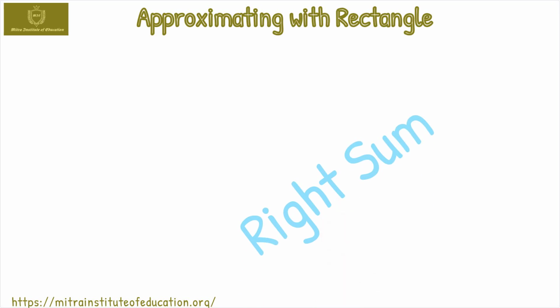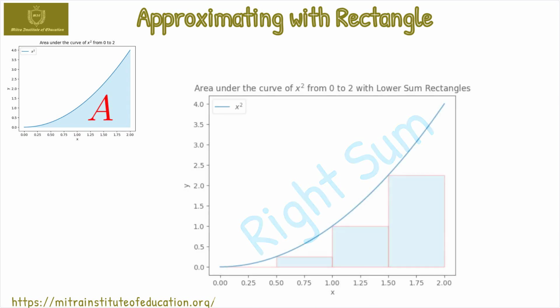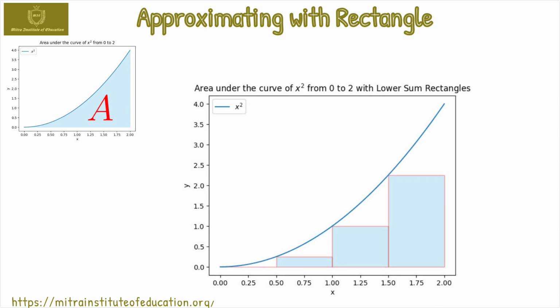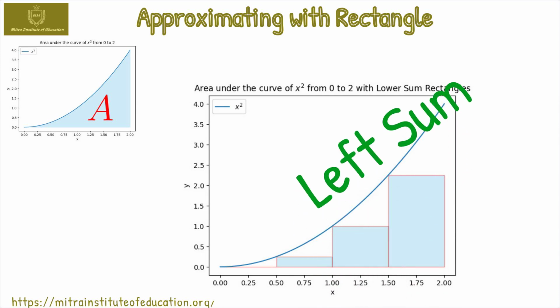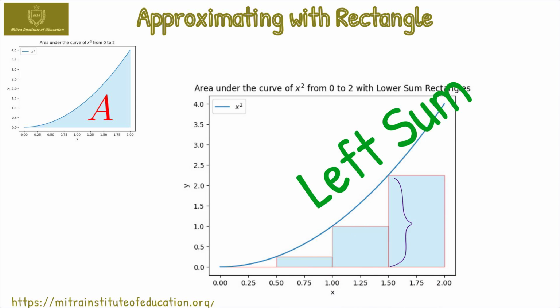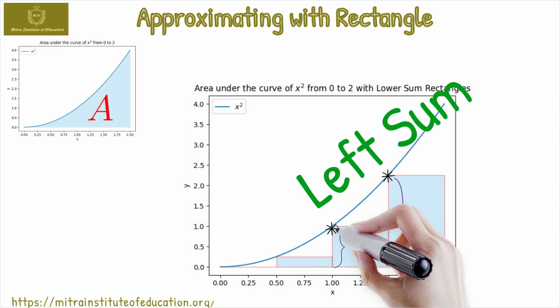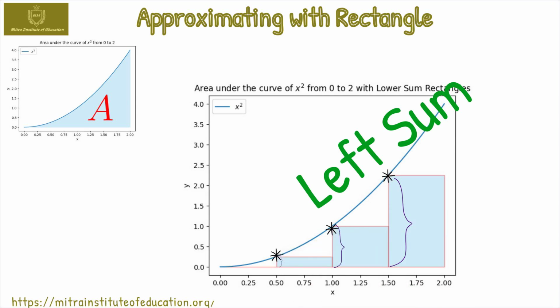What we've done so far is called the right sum. Why? Because we selected the height of each rectangle based on the right endpoint of each interval. But guess what? We could also calculate the area using the left sum. This time, we would select the height of each rectangle based on the left endpoint of each interval. Interesting, right?